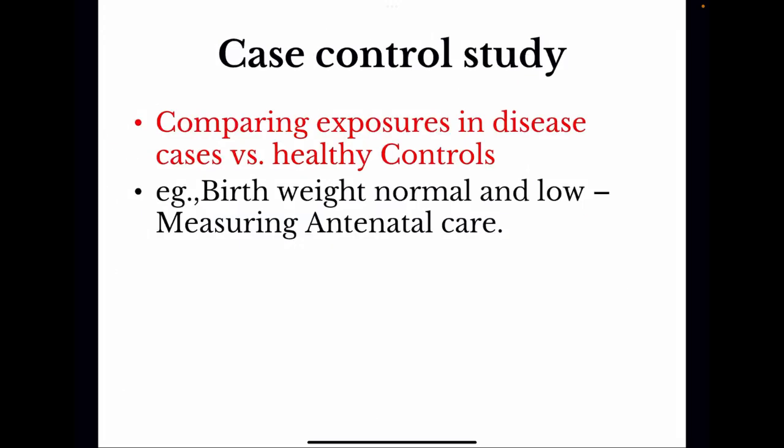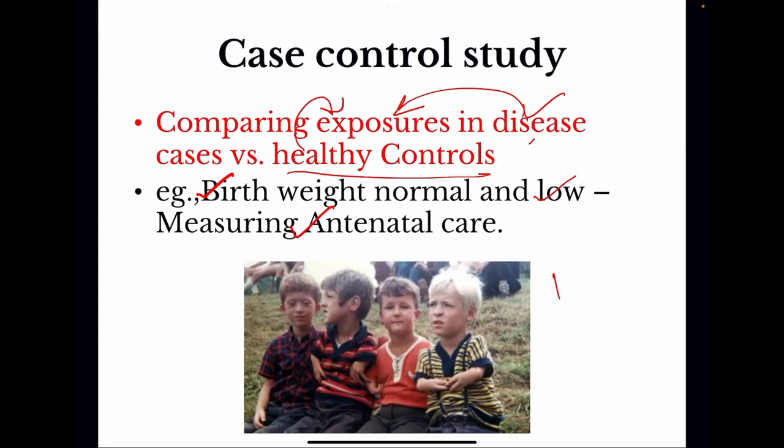Next in line is the case control study. As we told, here we start with the disease, that is cases, and go back to the exposures, and in the non-diseased, that is healthy controls or matched controls, look for the exposure. In the same example, normal birth weight and low birth weight babies are measured with the exposure of antenatal care. Then we can call it a case control study. Historically, the thalidomide tragedy is the important first case control study to come up with the earlier identification of the usage of thalidomide resulting in fetal malformations.